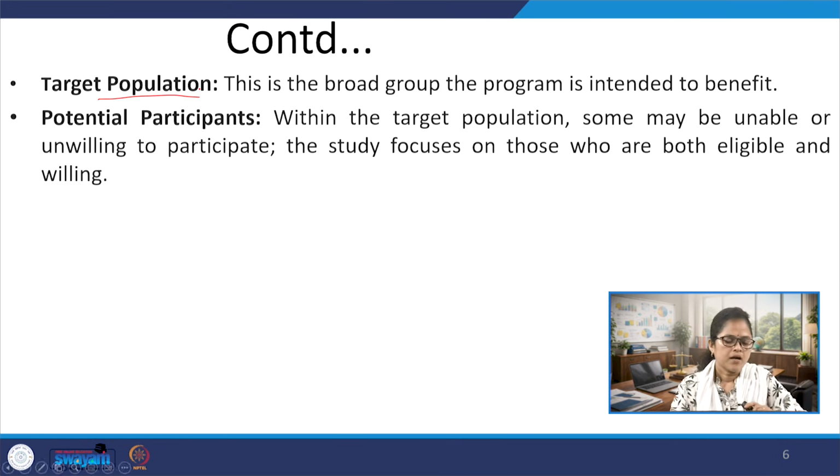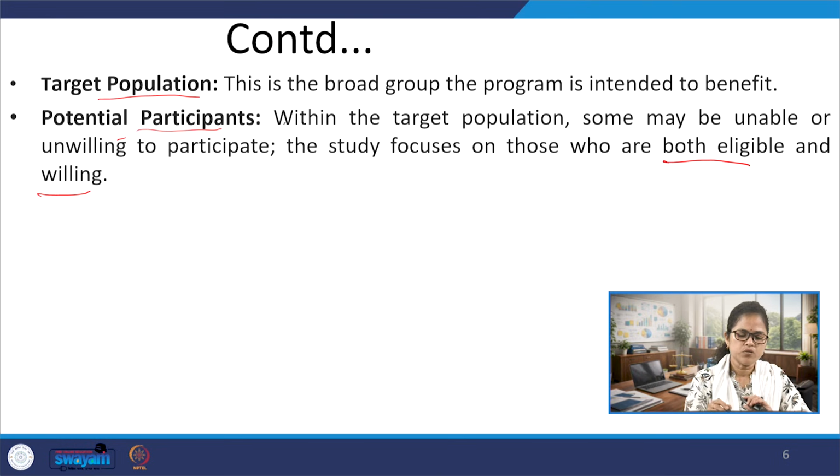Okay, and coming to the next one after the target population, we have to identify which are the potential participants. That means within this target population, some may not be able or may not be willing to participate. So the study focuses on those who are both eligible and willing, and this group is known as the potential participants, which is a subset of your target population.